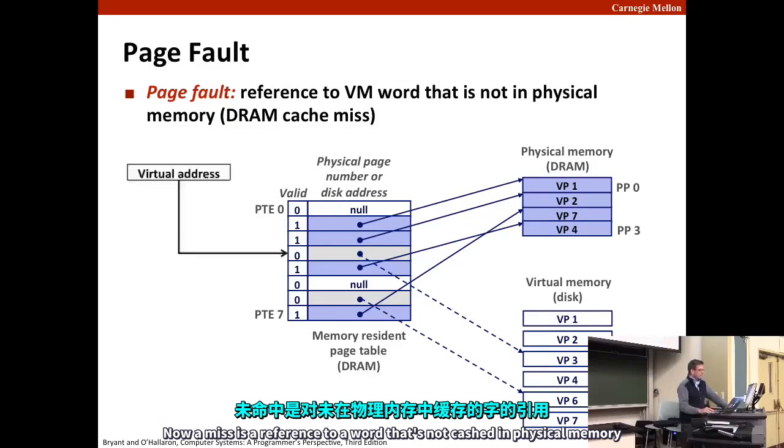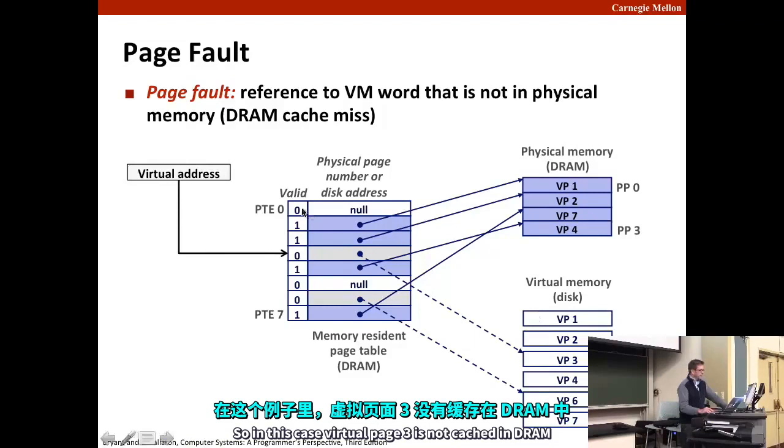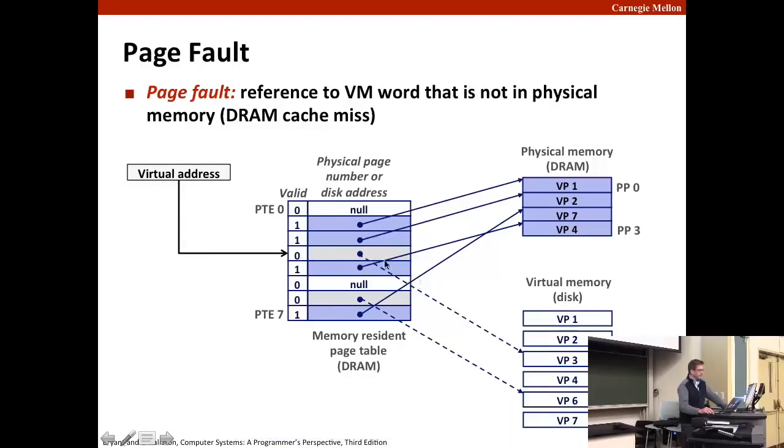Now, a miss is a reference to a word that's not cached in physical memory. So in this case, virtual page 3 is not cached in DRAM. It's stored on the disk.